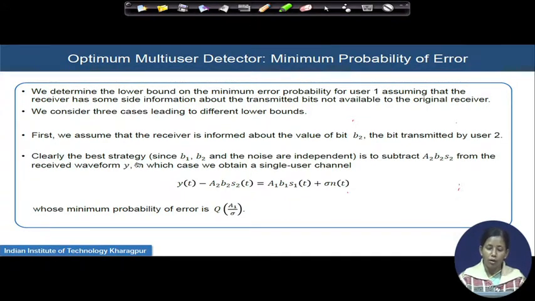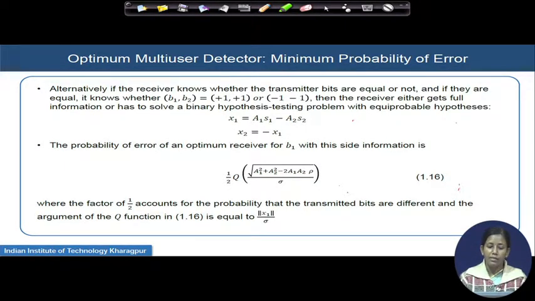So, what is the best strategy? The best strategy is that, as B1, B2 and the noise are all independent of each other, I can subtract the component related to B2, that is A2 B2 S2(t), from the received signal, and you will end up with simply the contribution of the noise associated with the contribution of user 1, the intended user. This is a very easy conventional single-user structure, and we can approximate the error probability by the Q function given by A1 by sigma.